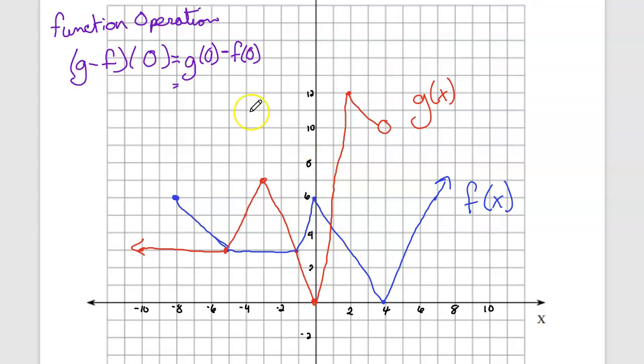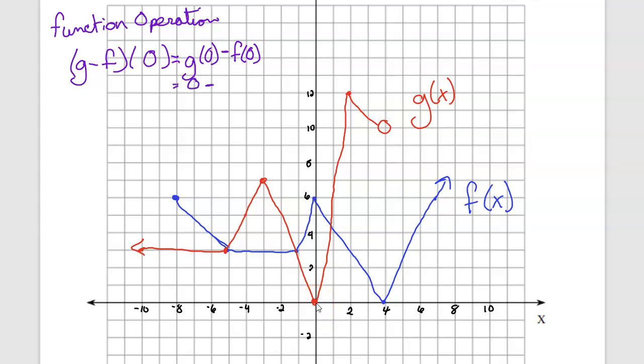So when we're looking at this, we first go to where g is 0. Remember, this is my x value. So I go to where x is 0, so right here, and I look where it hits my g function, which is the red function. So at g of 0, my y value is actually 0.